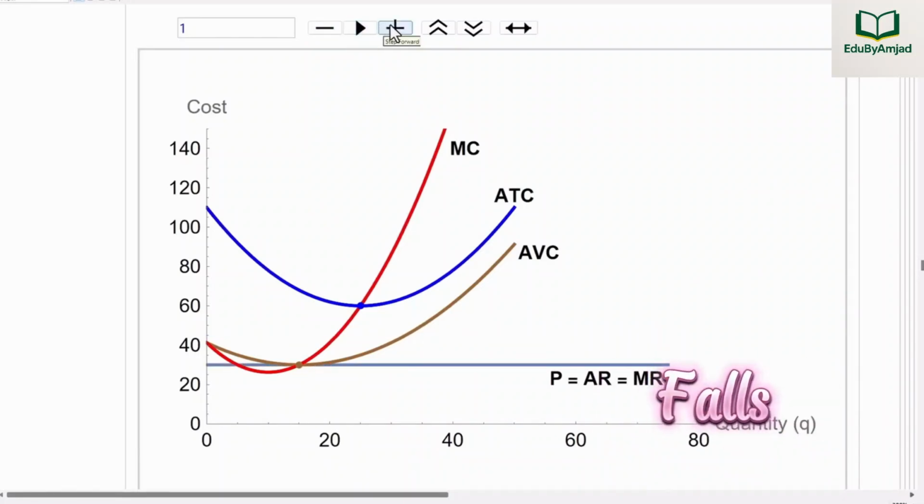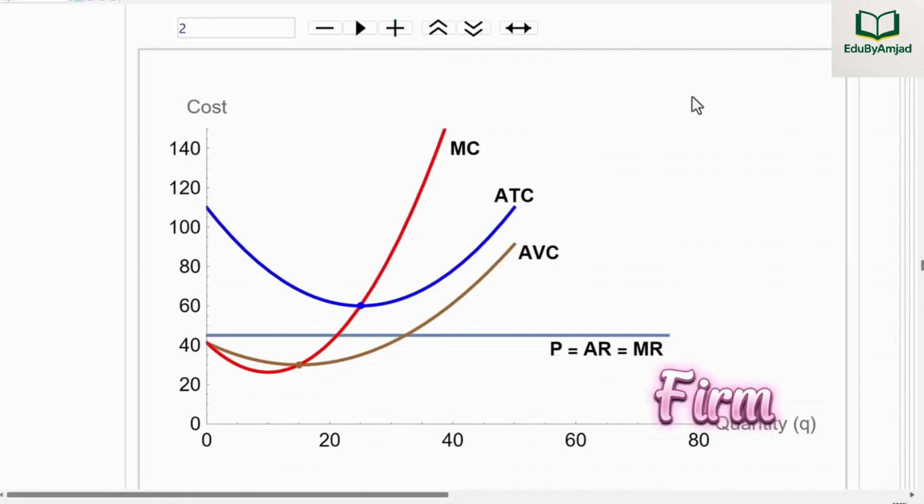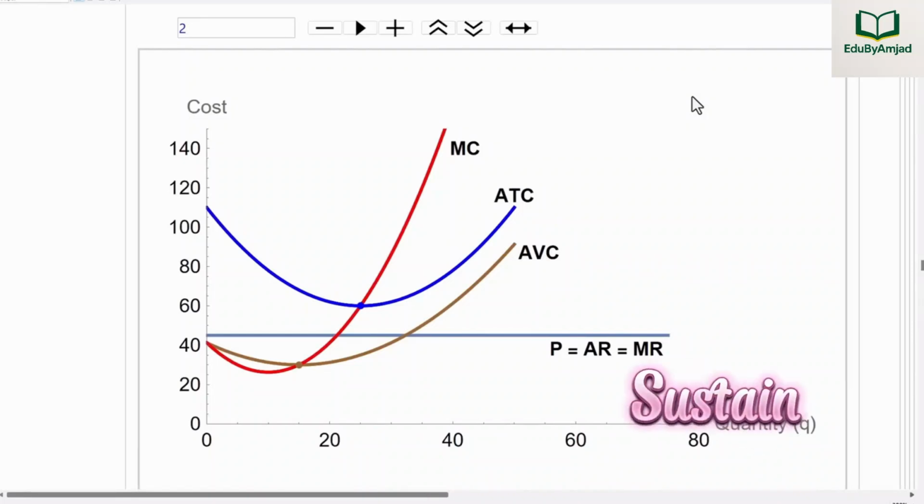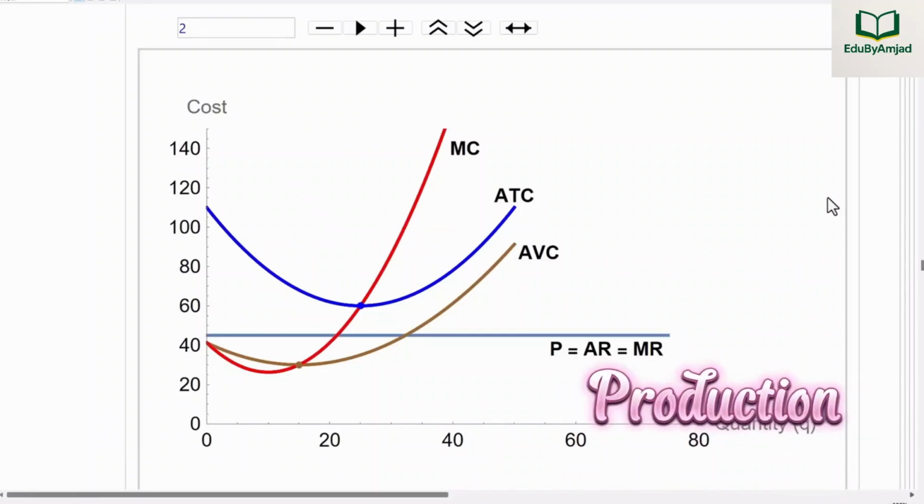When the price line falls in between the two minima, the firm incurs loss, but still operates for what is called loss minimization. How long can it sustain losses? To produce, it has to think in terms of fixed cost and average variable cost. Fixed cost is also known as sunk cost, so it is variable cost which may be saved by stopping production, not fixed cost which is already incurred at the start of the production process.